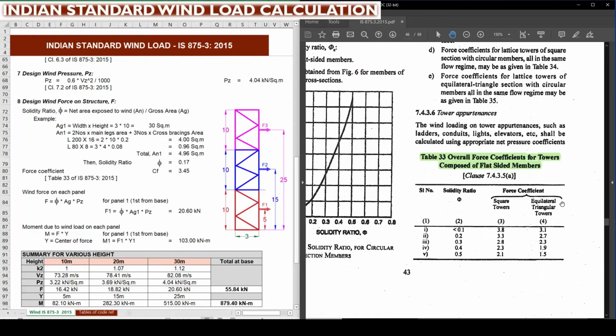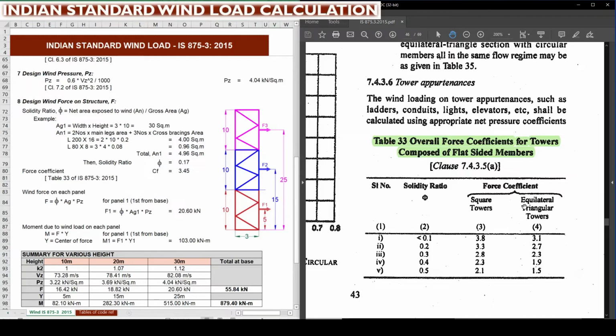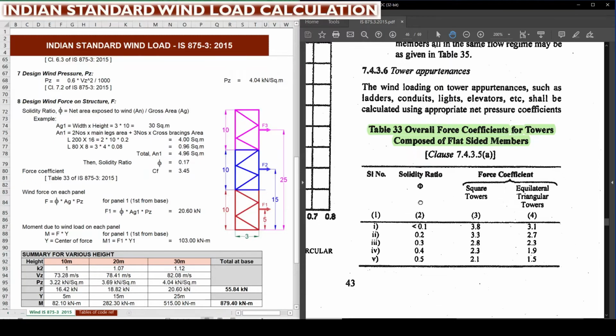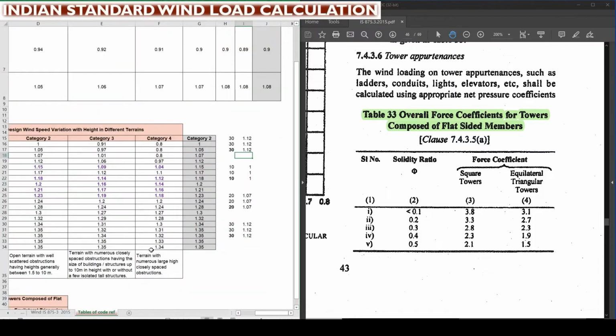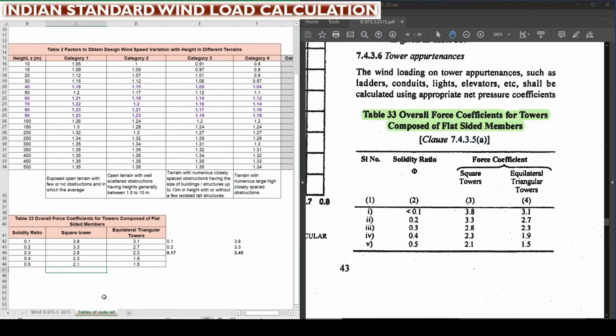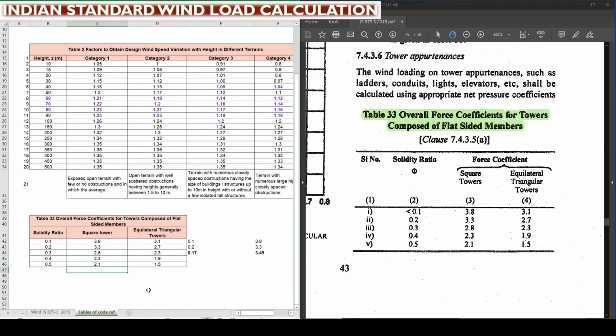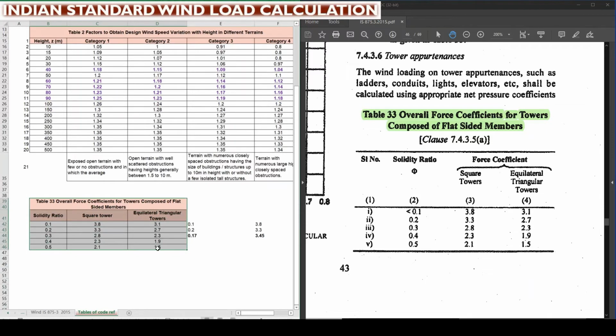You can see on the right hand side the standard code IS 875 part 3, table 33. This is the overall force coefficient for towers composed of flat sided members. So this is the table. This table is also extracted here in the Excel sheet, in the right side tab, tables of code reference. Here you can see that based upon the solidity ratio 0.1, 0.2, 0.3, 0.4, 0.5 respectively, for square towers and equilateral triangle towers, the values are entered here.